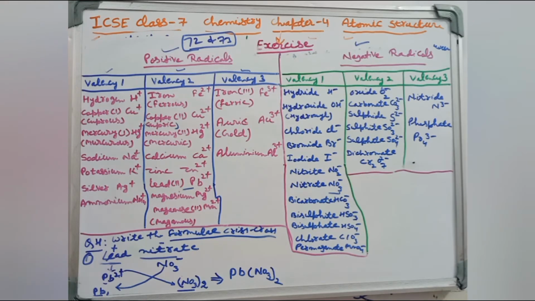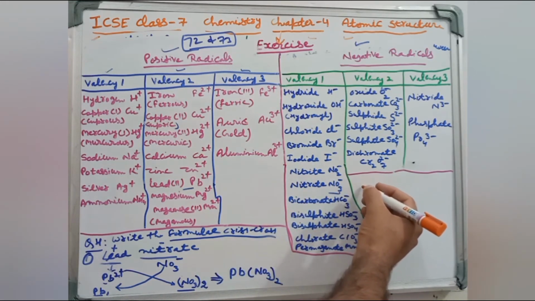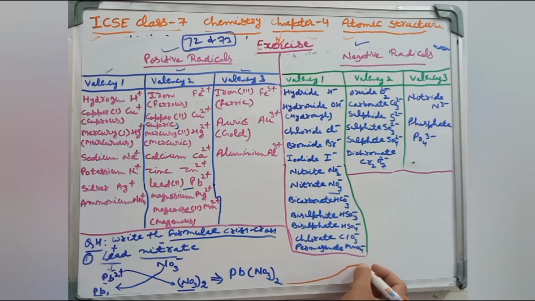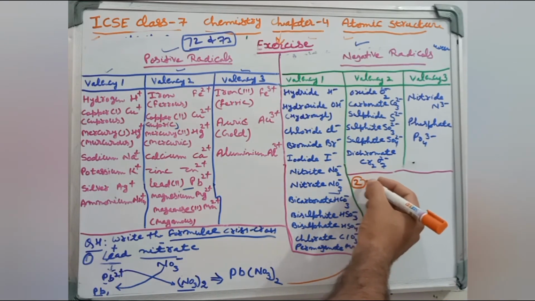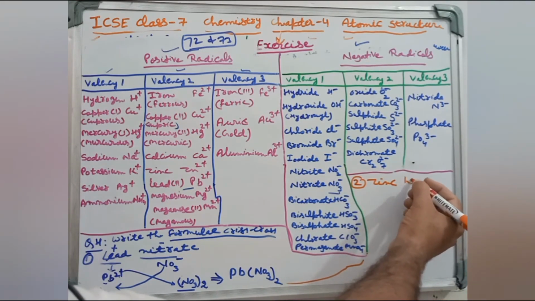So I am taking the next part of it. Next part is zinc hydroxide, number 2. I am doing number 2 from this to here. Number 2 is zinc hydroxide.